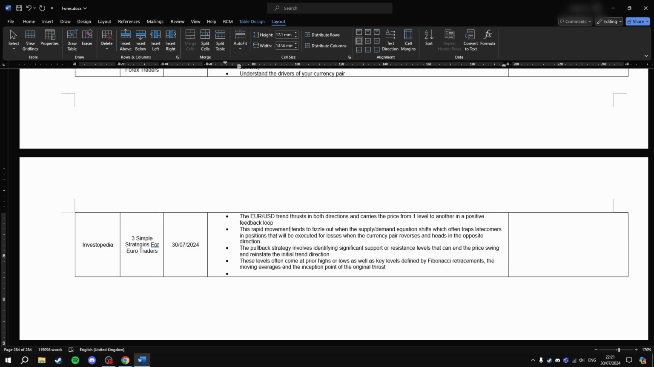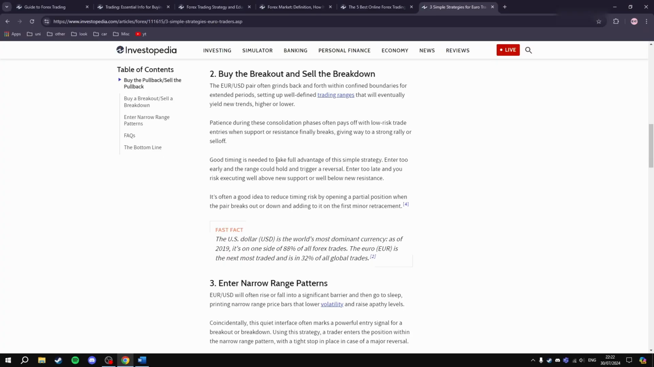Right, okay, so the pullback strategy involves identifying significant support or resistance levels that can end the price swing and reinstate the initial trend direction. These levels can often come at prior highs or lows, as well as key levels identified by Fibonacci retracements, the moving averages, and the inception point of the original thrust. So identifying when the reversal happens, and then you can not become a latecomer and get trapped in a losing position.